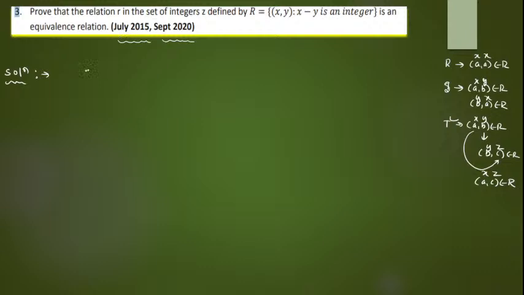So the solution part is what is given. Your relation R is defined on the set of integers. So relation R is defined from the set of integers to the set of integers, and the relation R contains the ordered pair x comma y such that their difference x minus y is an integer. Clear? So you can prove it in two ways. One method is you can go theoretically, or by taking an example you can prove this.